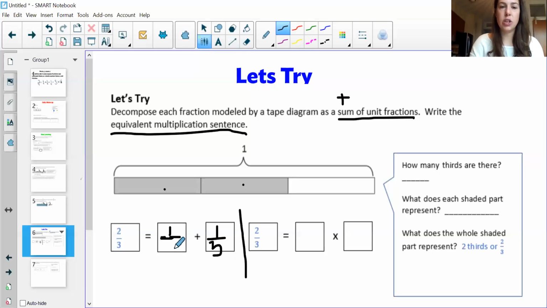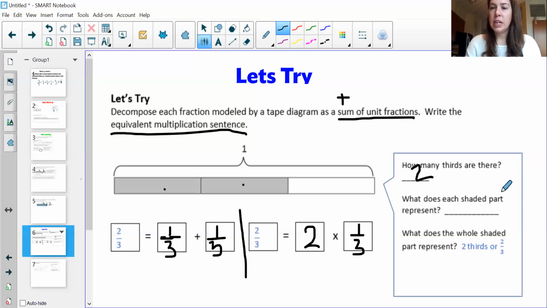Now let's write our multiplication sentence. I have 2 groups of 1/3, so it's going to be 2 times 1/3. So you should write that on your paper with me. So how many thirds are there? Well, there are 2. What does each shaded part represent? Each shaded part represents 1/3. So if there are 2 1/3s, the whole thing is 2/3.